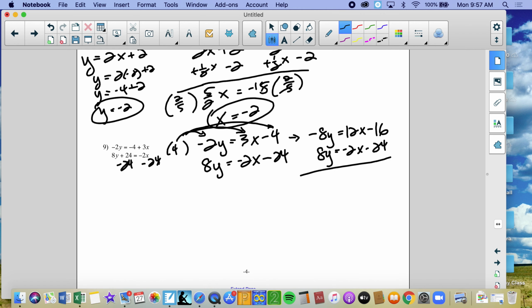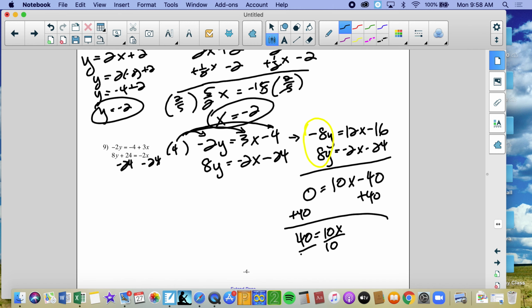And notice my y's cancel, which is good. That would leave me with 0 equals 10x minus 40. I'm going to isolate for x. I get 40 equals 10x, divide by 10, 4 equals x.